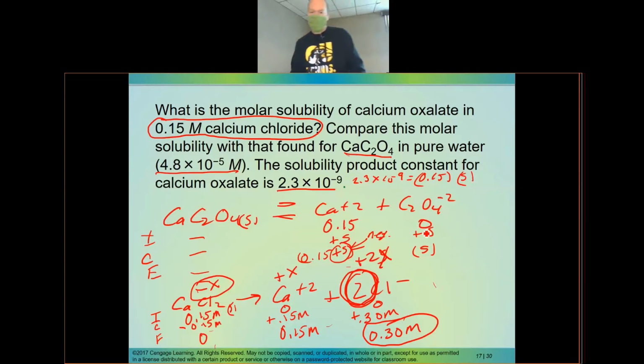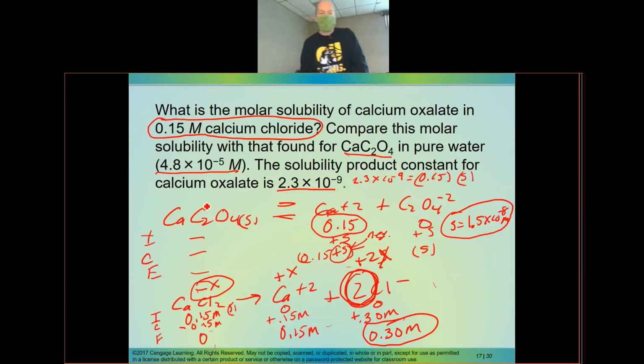It's going to be 1.5 times 10 to the minus 8. All right, so that is your solubility now. All right, so when this was a 0, the calcium plus 2 was 0, and this was 0, our solubility was 4.8 times 10 to the minus 5.